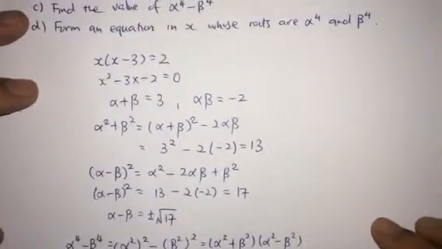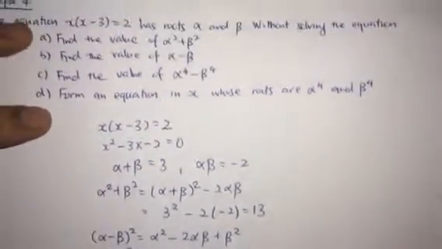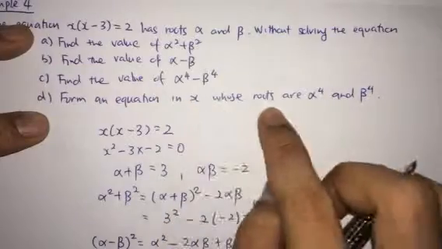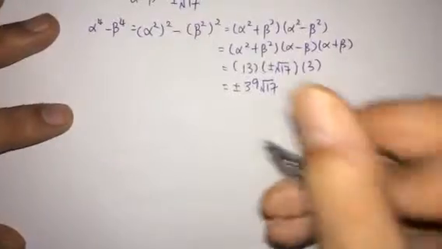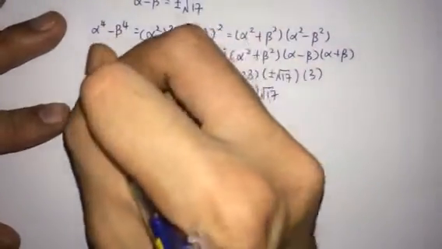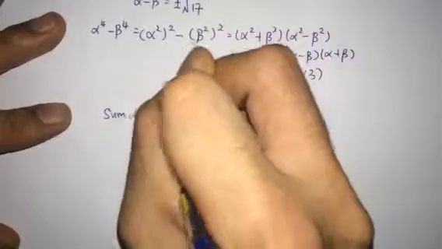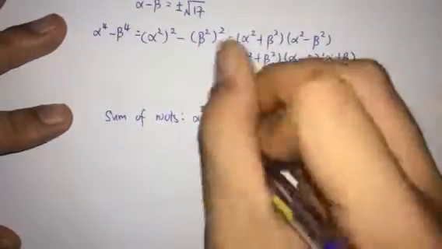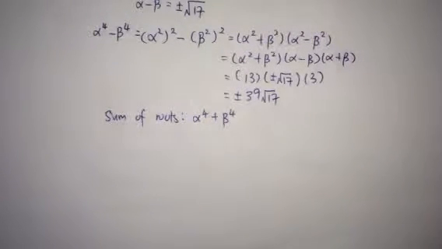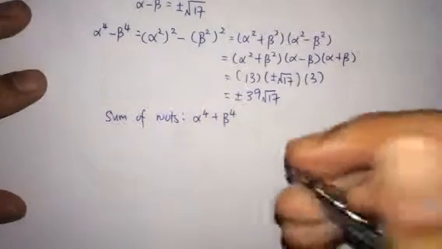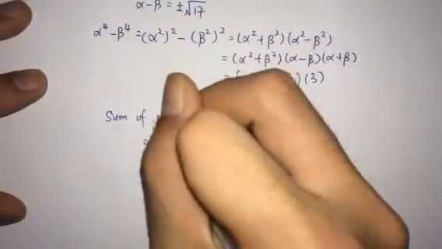Okay, let's look at the last question. The last question asks us to form a quadratic equation in x whose roots are alpha 4 and beta 4. So we proceed to find the sum of roots. Sum of roots will be alpha 4 plus beta 4. Okay, if you look at this, it will be a bit challenging to find, but if you think of where alpha square plus beta square comes from, deducing in a similar way, we can try expanding this expression.